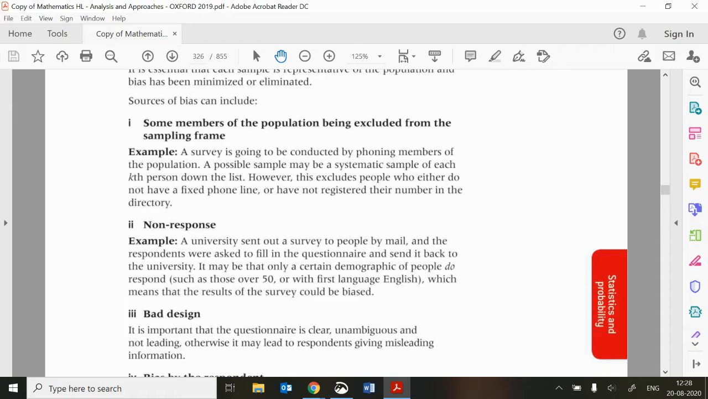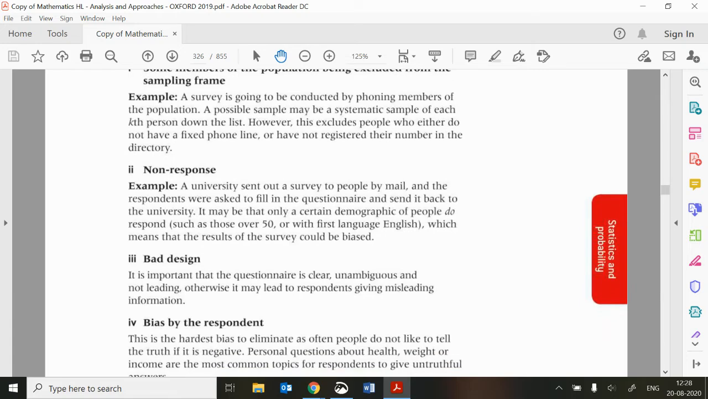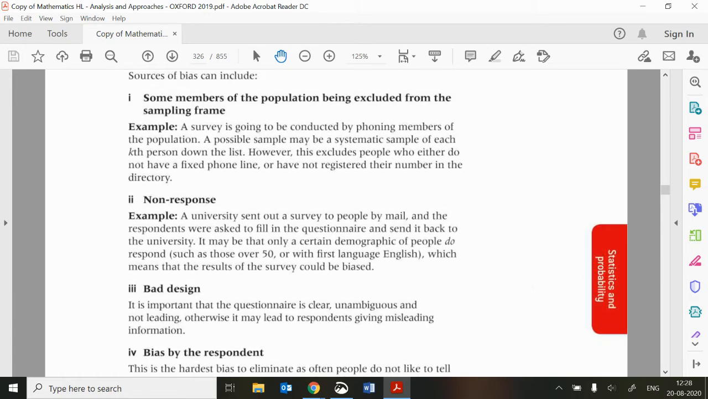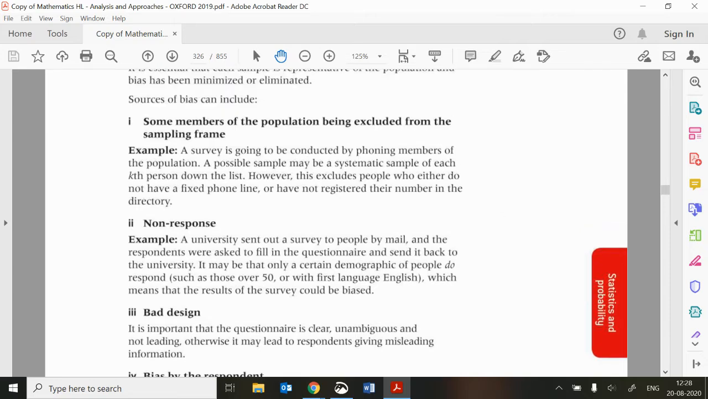So again, I would write some notes. Remember, what were your 5 sampling methods? And now, what are your 4 sources of bias? Well, for example, the first one, it says, some members of the population being excluded from the sample frame.